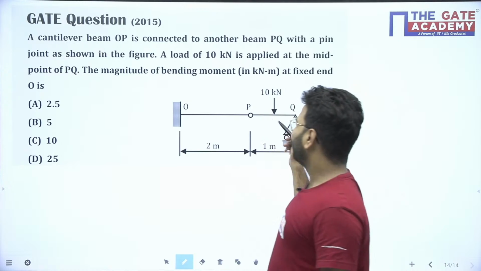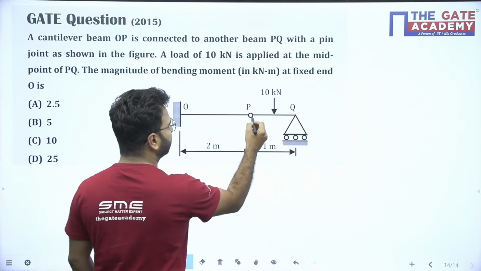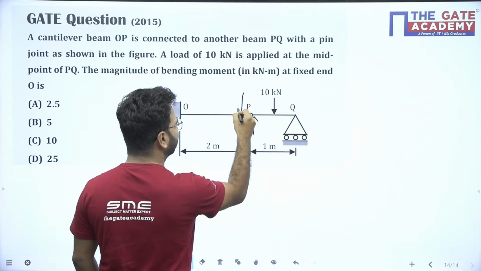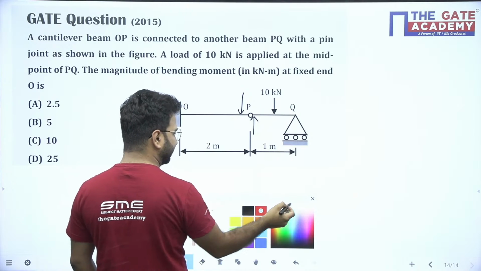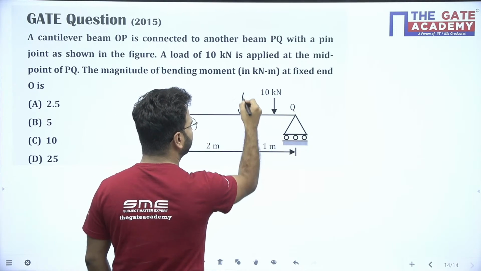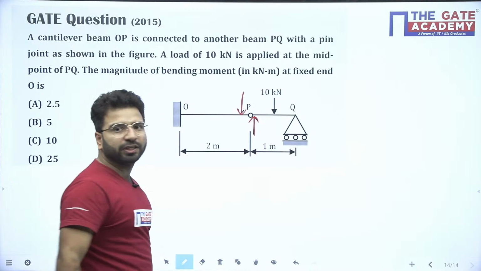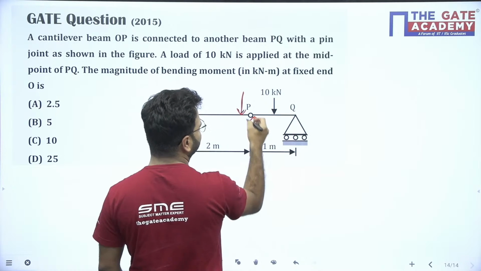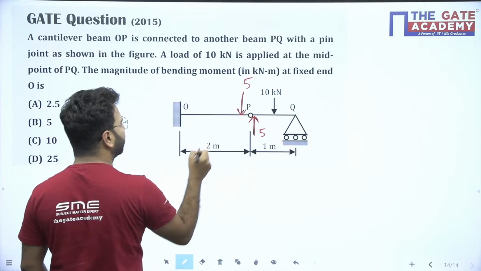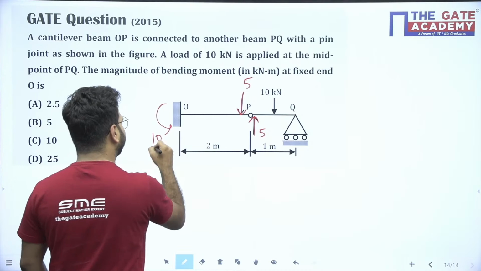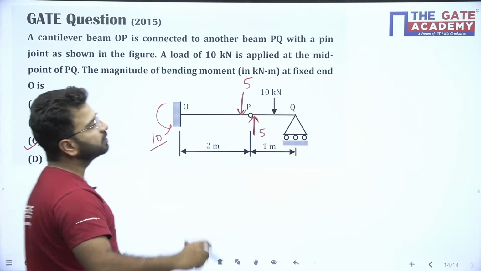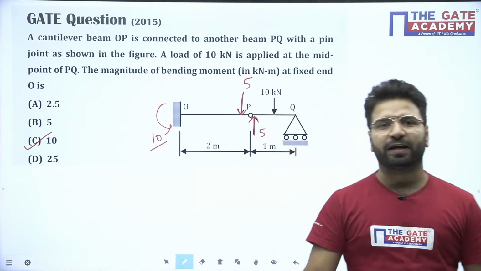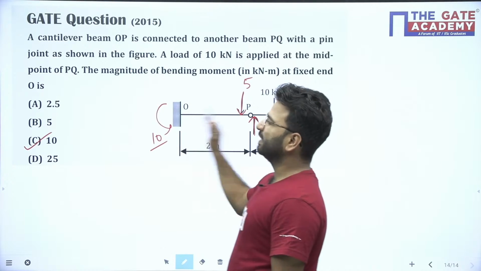Again a hinge is there, so I will break the beam like that. It means one reaction will be upward, one will be downward. The 10 is in the center, so it will be 5 here, and 5 will go here. So 5 into 2, it will be 10. It means option C is correct. Very good Bhagyasri.